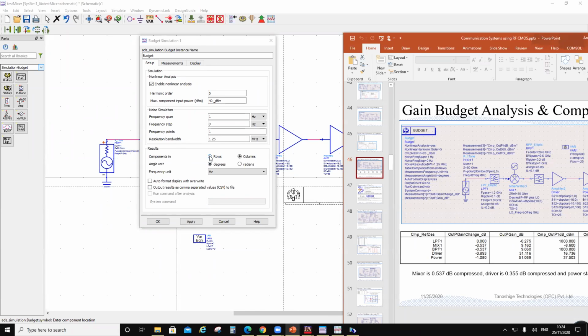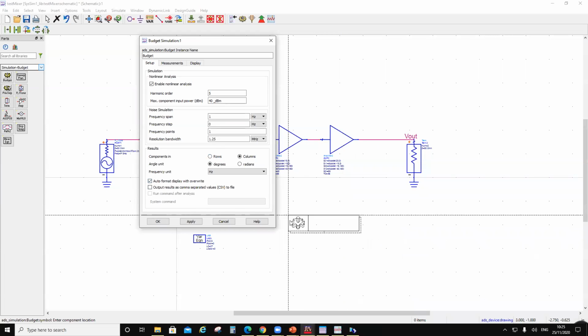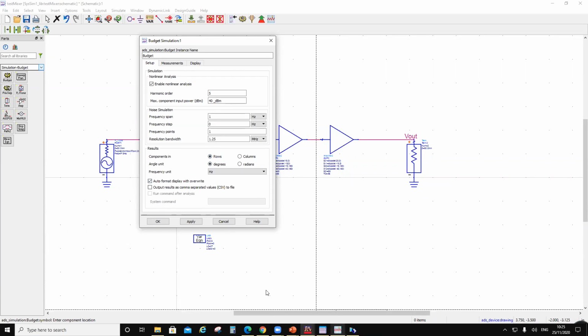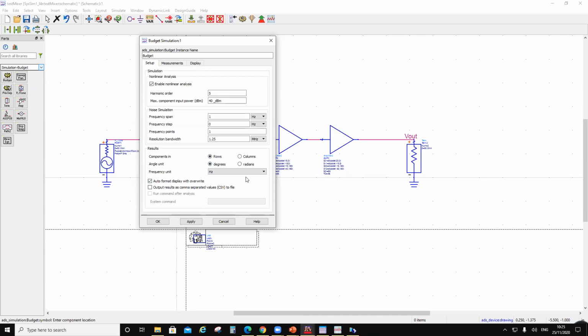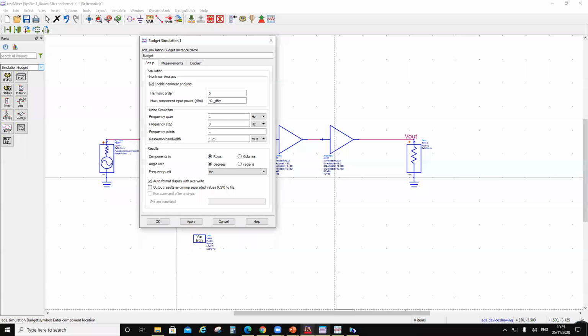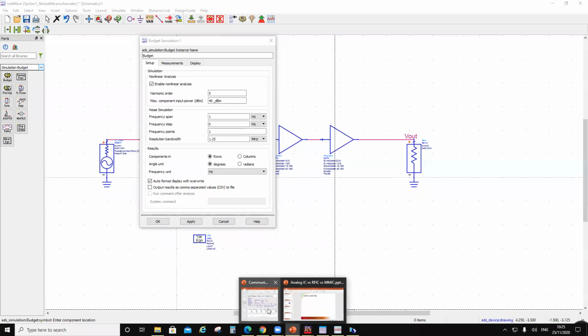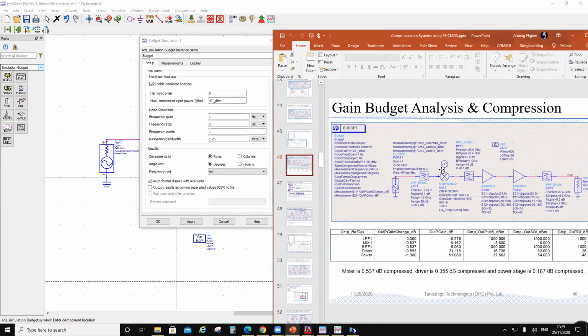Components in rows and columns. Okay, this is all fine. Auto format, yes, and I am going to do rows. Angles are in degrees. Frequency is in hertz. For the max component input power, I'm going to put 40 because the other chain was compressing 10 dB earlier, because of the mixer. So I have to go up to a higher compression power so that it iterates the power and sees where the compression of each stage is.